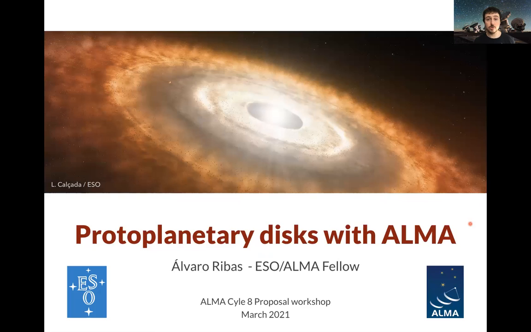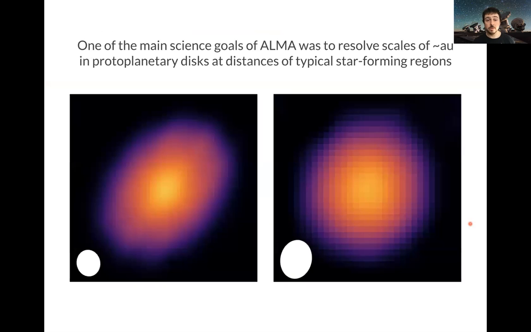And in this talk, I want to give you a brief overview of the type of science that you can do with ALMA if you work on planet formation and protoplanetary disks. So planet formation was one of the main science goals when building ALMA. The idea is that ALMA would be able to resolve scales of a few astronomical units in protoplanetary disks at the distances of nearby star-forming regions such as Taurus or Ophiuchus.